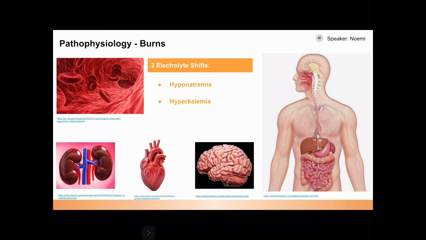Decreased urine output could also be a result of this if the kidneys are not getting enough blood flow. Patients could experience mental status changes if the brain is not getting enough blood flow. The GI may also fail as a result if the blood is not traveling where it needs to go.